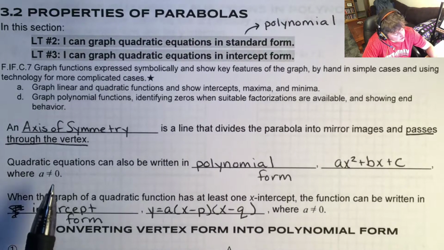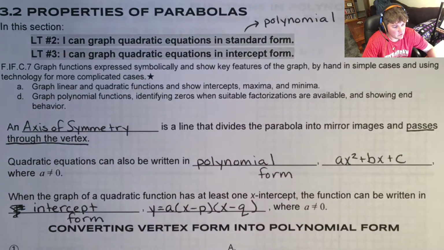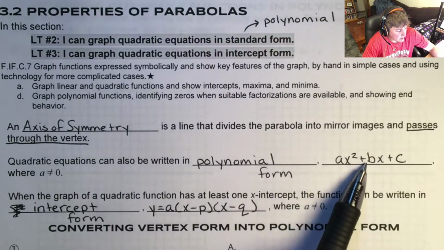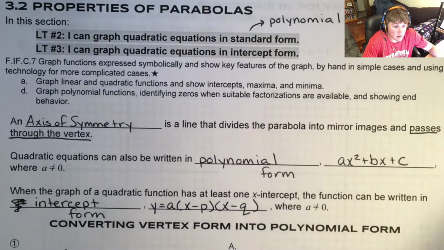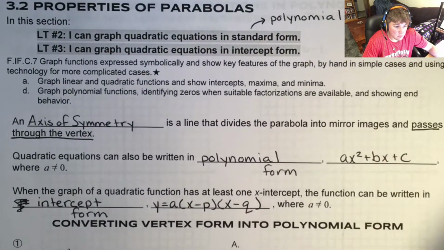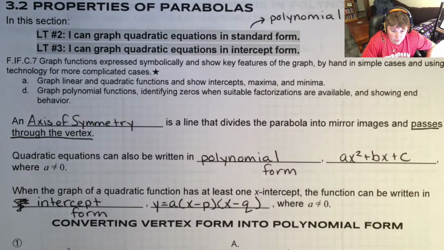So quadratic equations can be written in polynomial and or standard form. You're going to hear it said both ways. And that form is ax squared plus bx plus c, where a, b, and c are just going to be any real number that you've come accustomed to, and x will be our variable.